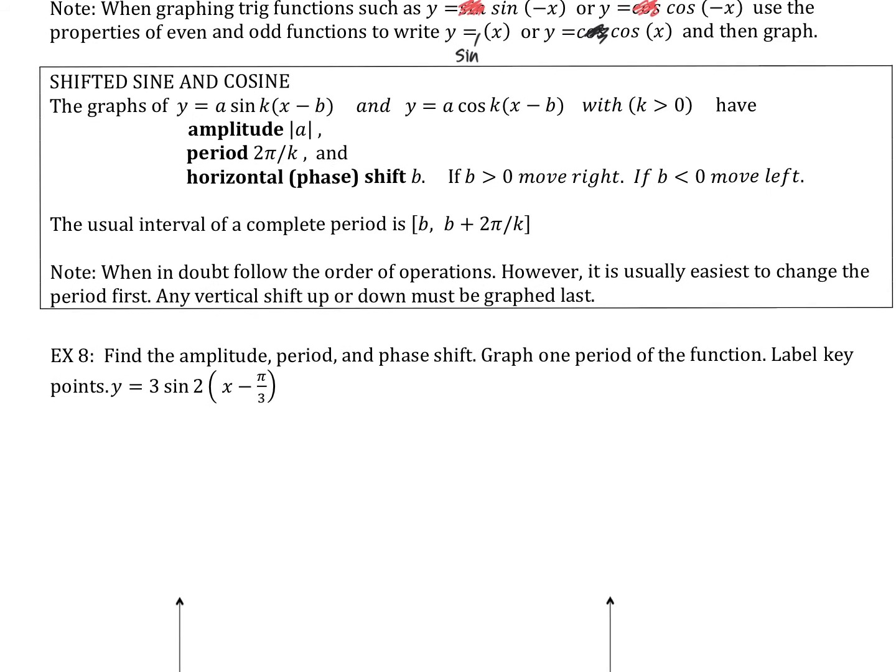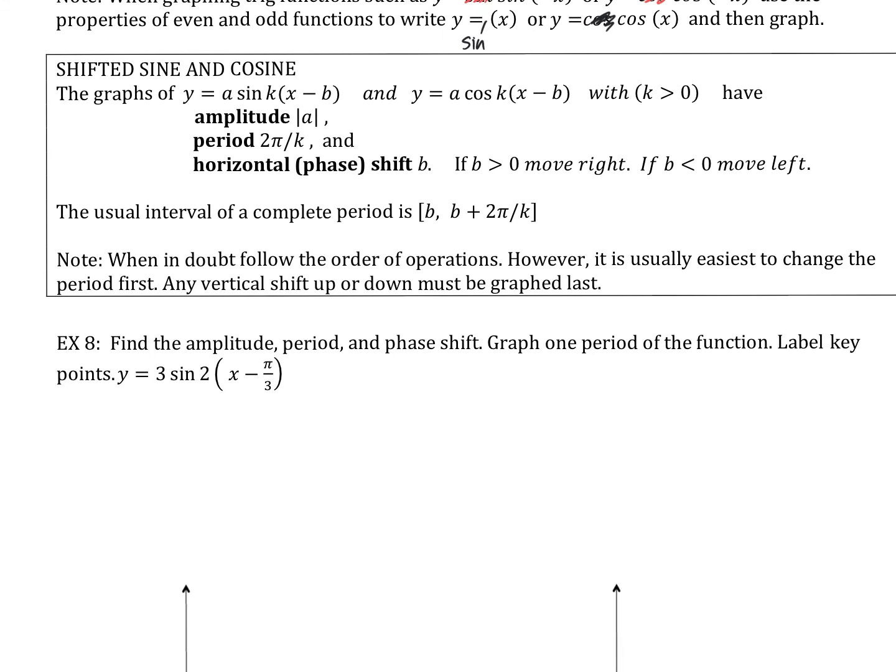So shifted sine and cosine. So this is something we were working on earlier. So if we have the graphs of y equals a sine of kx minus b and y equals a times cosine of kx minus b with the k values greater than 0, we have an amplitude. You just take the absolute value of the number on the outside, period of 2 pi divided by k, which is what we did previously. Remember, we just took the value multiplied to the x and divided the 2 pi by that value. Next, we'll have a horizontal phase shift b. So whatever is inside with the x will be shifting right or left with that value.